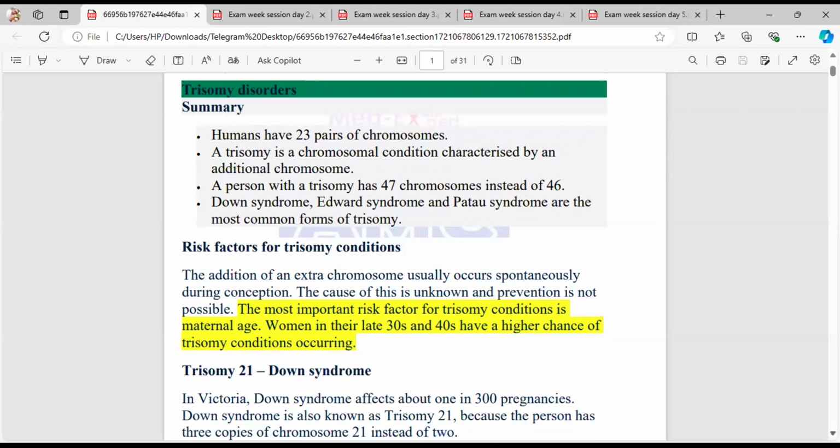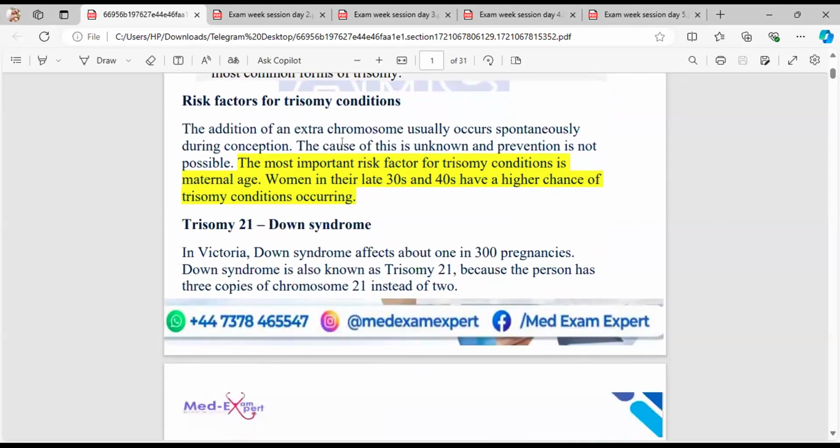Risk factors. What are the risk factors? The condition of an extra chromosome usually occurs spontaneously during conception. The cause of this is unknown and prevention is not possible. The most important risk factor for trisomy condition is maternal age. Women in their late 30s and 40s have a higher chance of trisomy condition occurring.